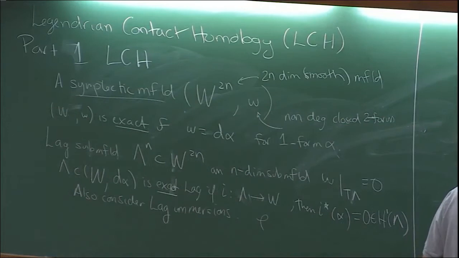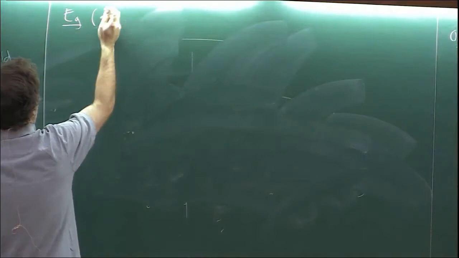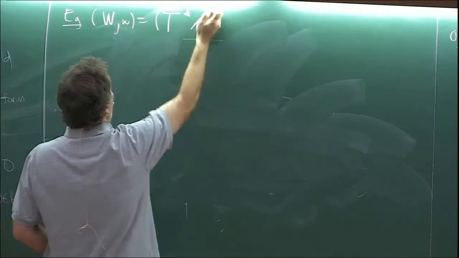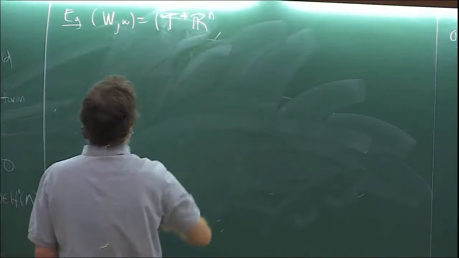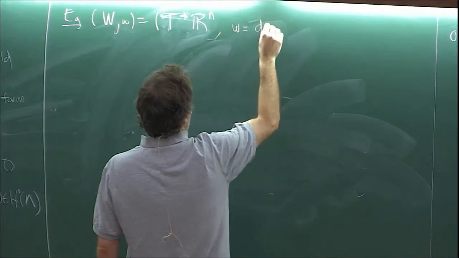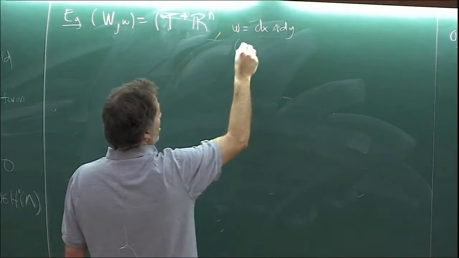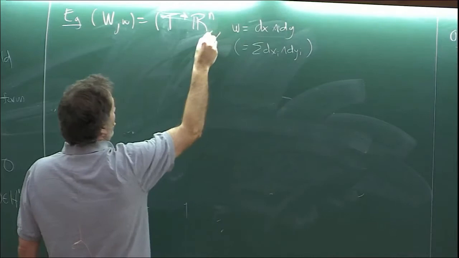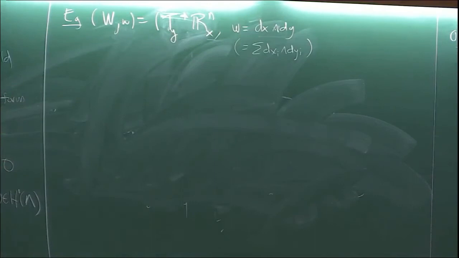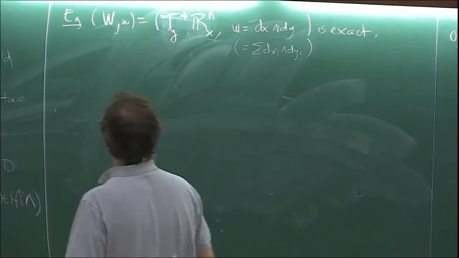So the classic example, and this goes to Darboux's theorem, is T star Rn, where omega you could write as dx wedge dy, which is notation for the summation of dxi wedge dyi, where here the x's are the coordinates for Rn, and the y's are the fiber coordinates. So this is an exact symplectic manifold.